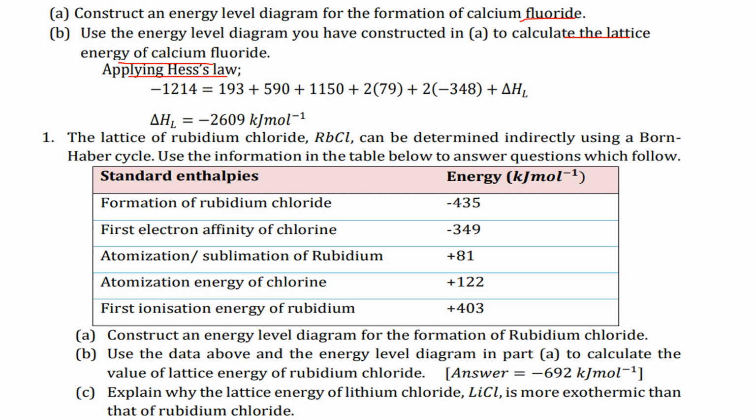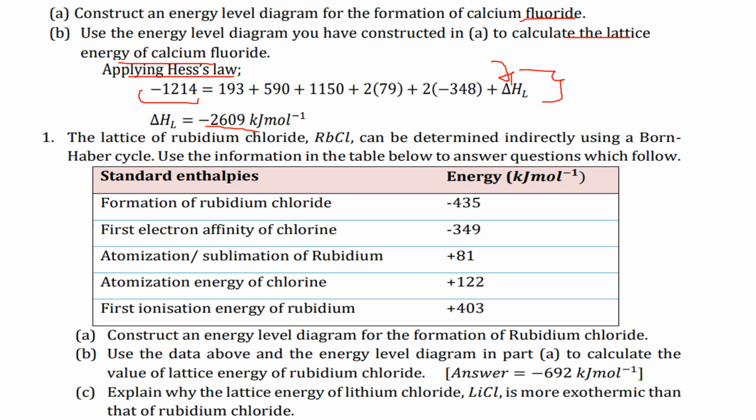So we simply apply Hess's law, and we are going to say that the enthalpy for the overall formation of calcium fluoride is going to be equal to the summation of all the enthalpies that have been involved in our energy level diagram. And we make the enthalpy of lattice, or lattice energy, the subject, and we are going to get the same answer as we got from the Born-Haber cycle, which is negative 2609 kilojoules per mole.